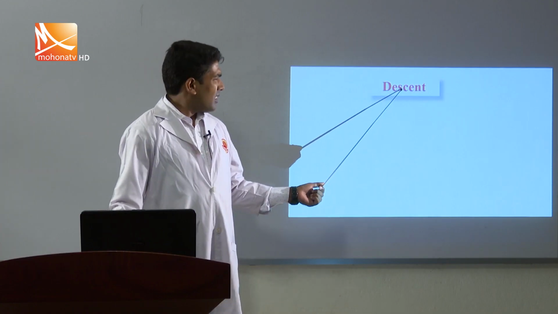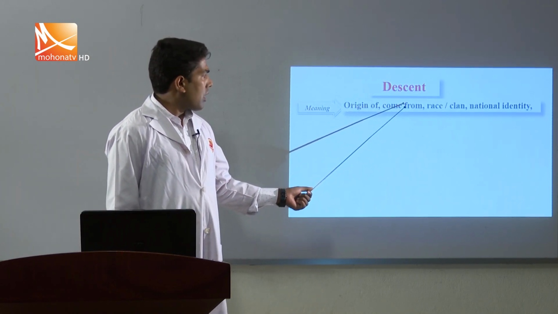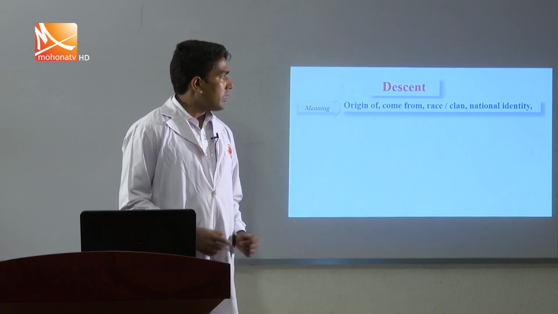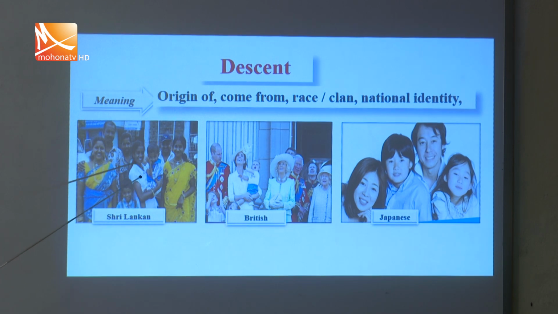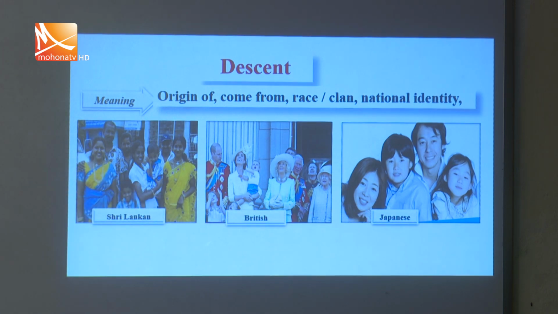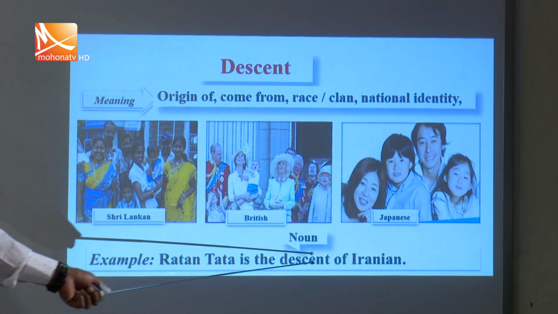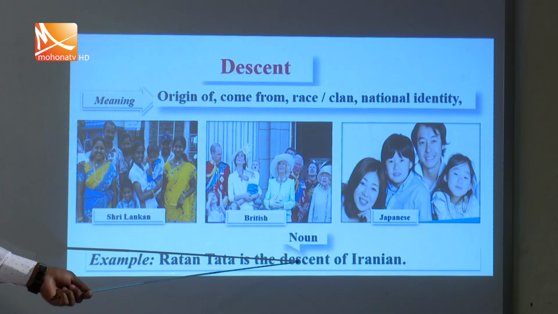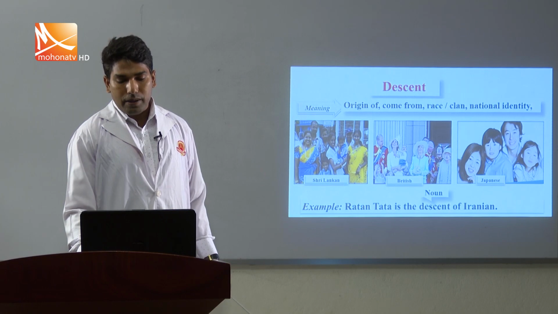Descent is a keyword, and descent means origin, coming from, race, clan or national identity. Here are some images of descent, like Sri Lankan descent, British descent, and Japanese descent. Example: Ratan Tata is of Iranian descent, and here the word descent is a noun, and you may get the question in your MCQs: Descent is which part of speech? We can easily find out it is a noun.